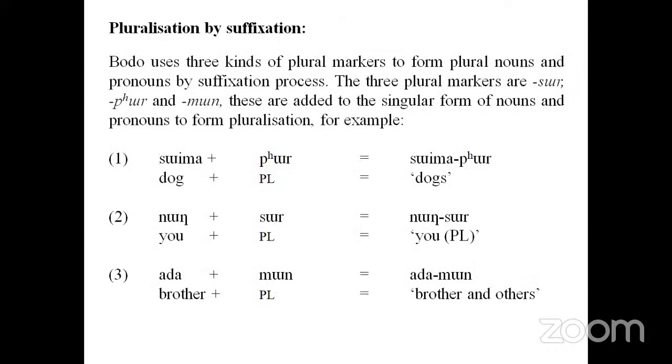First, pluralization by suffixation. Here, Bodo uses three kinds of plural markers to form plural nouns and pronouns by the suffixation process. The three plural markers are sir, per, and man. These are added to the singular form of nouns and pronouns to form the plural. Example: seima per, dogs; neng, neng sir; ada, ada man.